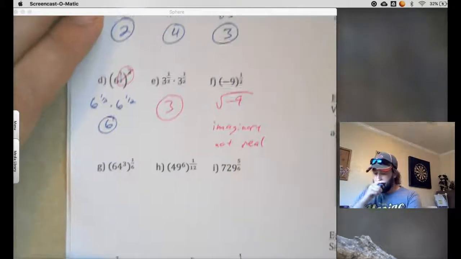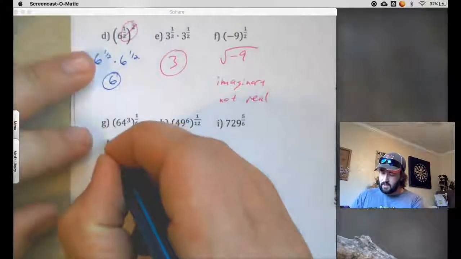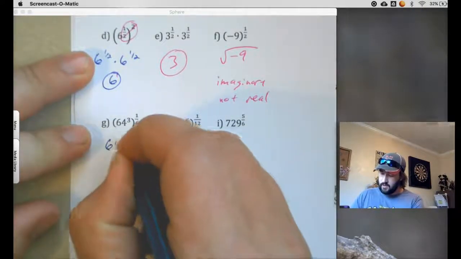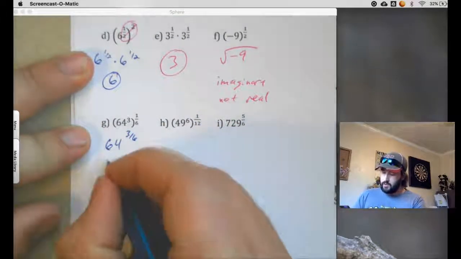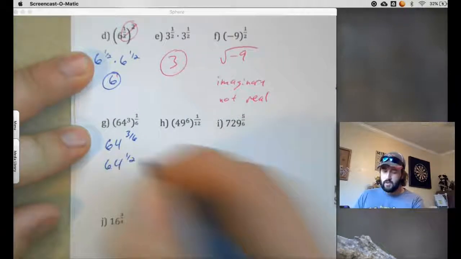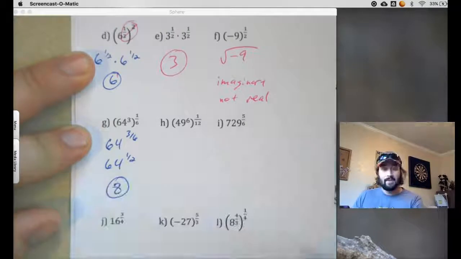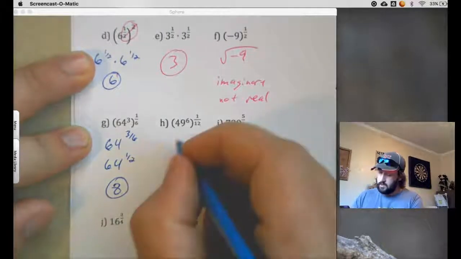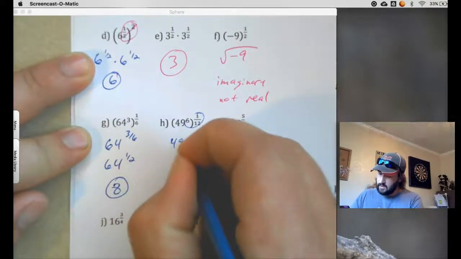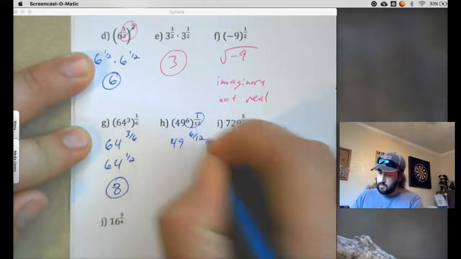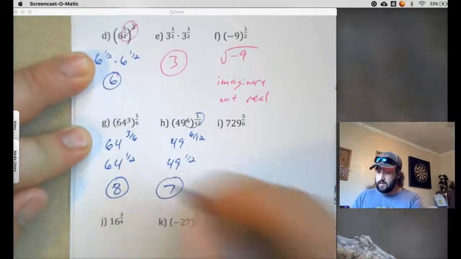Okay. Even tougher ones. But still, they're not too bad. If I multiply these, this is 64 to the 3 over 6, just multiplying straight across. 3 over 6 will reduce to 1 over 2. 64 to the 1 over 2. I know if I'm taking it to the half, that's the square root. The square root of 64 is 8. Done. Do another. 49, we have 6 and we have 1/12. So 49 to the 6 over 12, which is 49 to the 1 over 2. Square root of 49 is 7. Done.